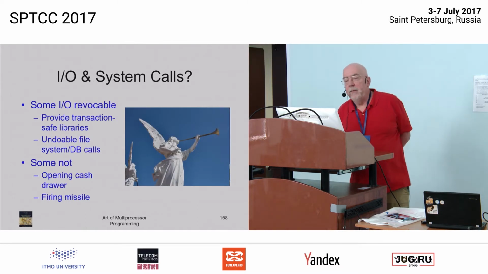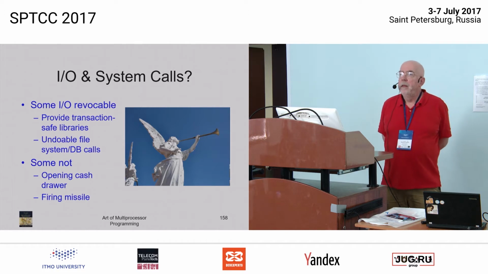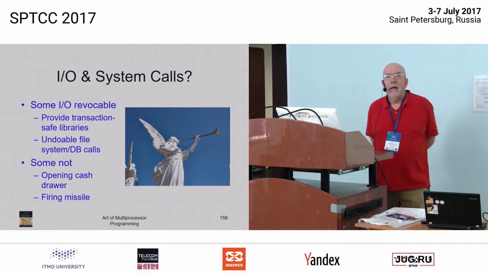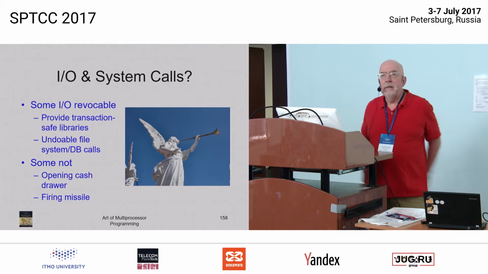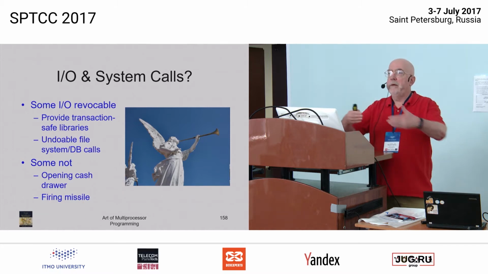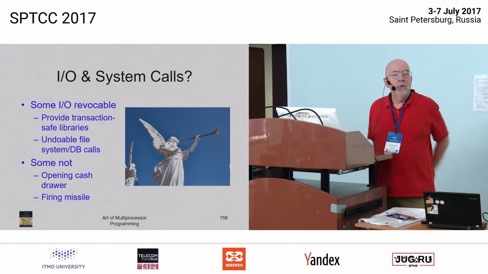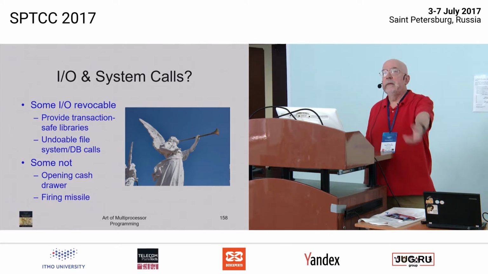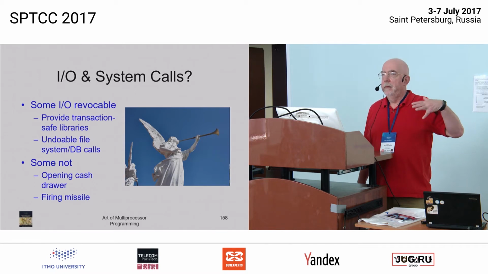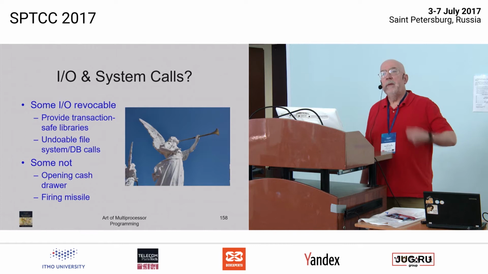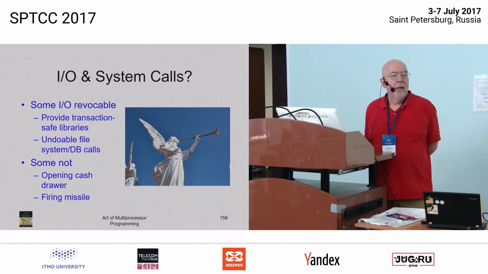There's an interesting question about I/O. So let's say I want to have a transaction that opens a cash drawer on a bankomat, on an ATM machine. What I don't want is to open the drawer, hand the money to the customer, and then abort the transaction, because then the bank won't debit its books, but the customer gets the money. And I don't want to debit the books and then not open the drawer, because then the customer gets unhappy.